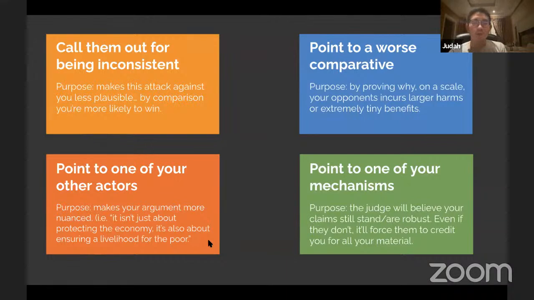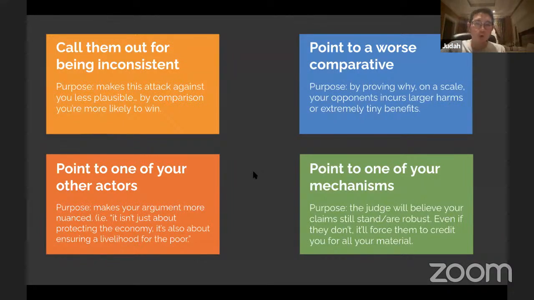Yeah. So what you can do is you can point to a worse comparative. So the purpose here was to just prove why on a scale your opponent incurs larger harms or extremely tiny benefits. Or you can also point to one of your other mechanisms. So it's kind of like when people say something like I have 3 structural reasons or 4 structural reasons, they rebut the first one, they don't rebut the last 3. The purpose here was just to show the judge that your claims still stand or are still robust, because the argument doesn't fall just because one characterization holds true on the opposition.